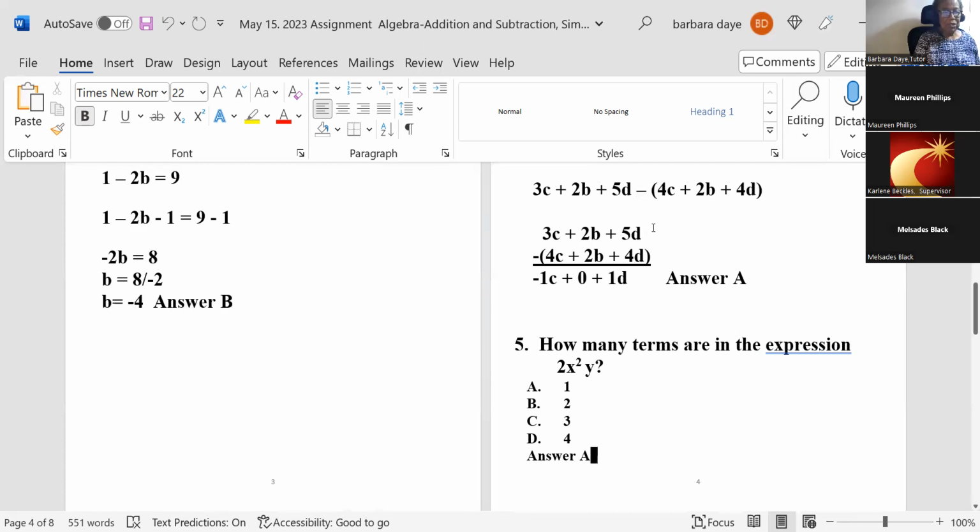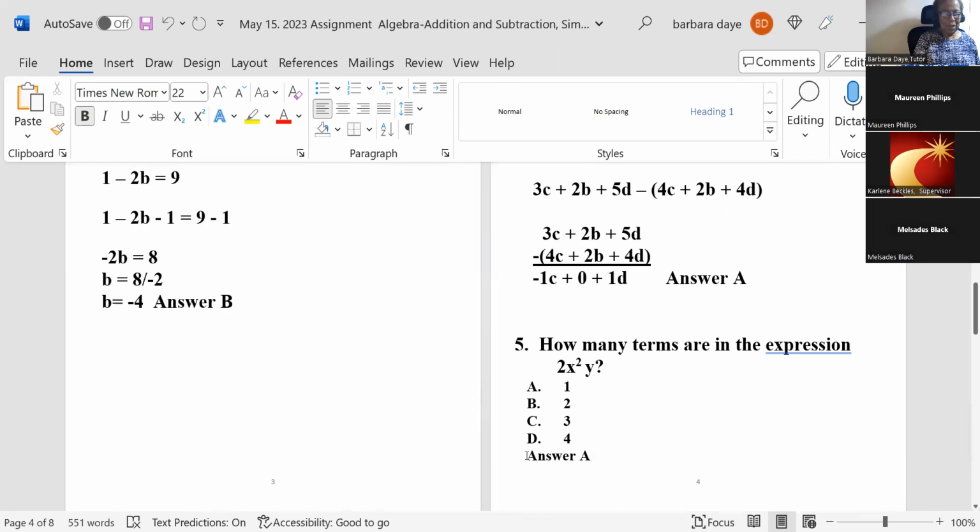Mercedes, how many terms? 3C plus 2B plus 5D. 3 terms. There's a term, factors 3 and C for the 3C term, factors 2 and B for the 2B term, and factors 5 and D for the 5D term.